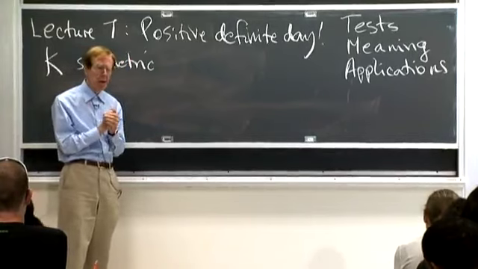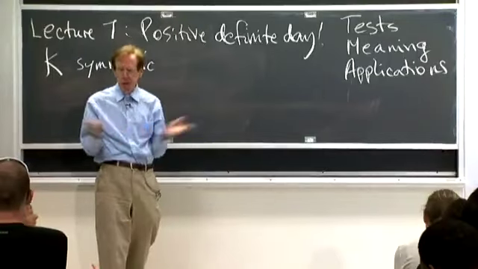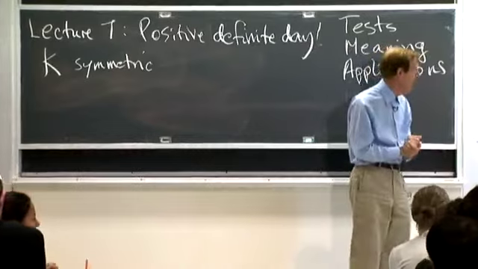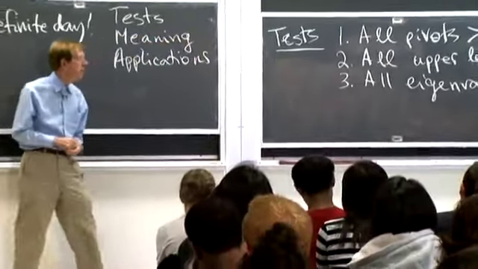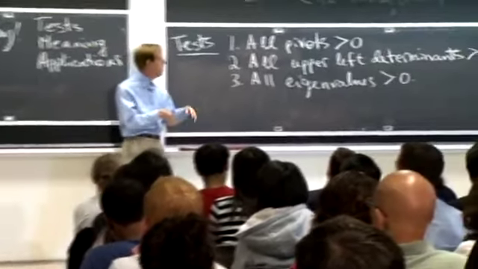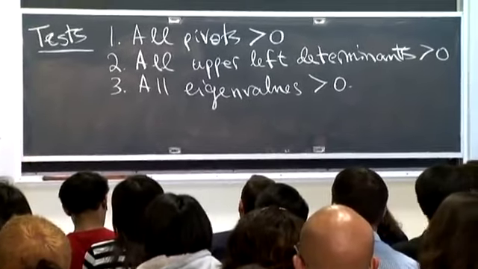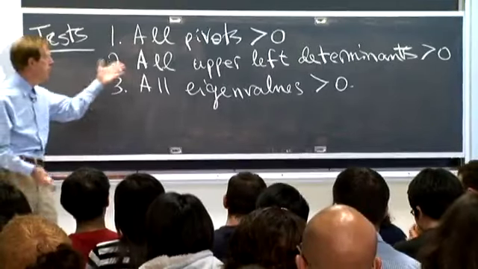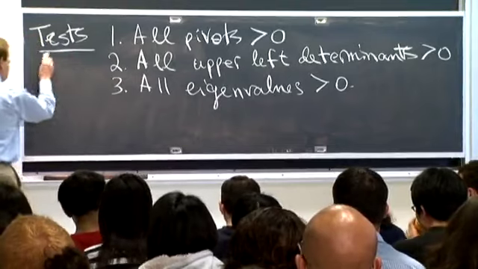Ready for positive definite? Okay. So yes, you said yes, right? All right. So we have a symmetric matrix, and the beauty is that it brings together all of linear algebra, including elimination. That's when we see pivots, including determinants, which are closely related to the pivots. And what do I mean by upper left?